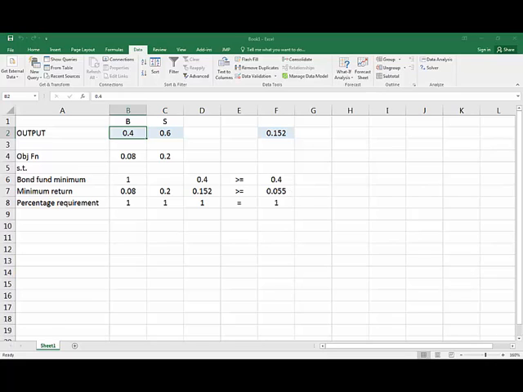Over here somewhere, I could have kicked out a sensitivity report, but it wasn't really necessary here, so I'm not going to. Hopefully that helps you figure out some of these problems.